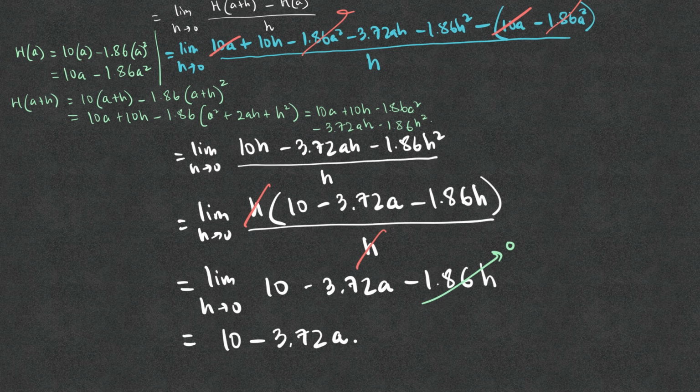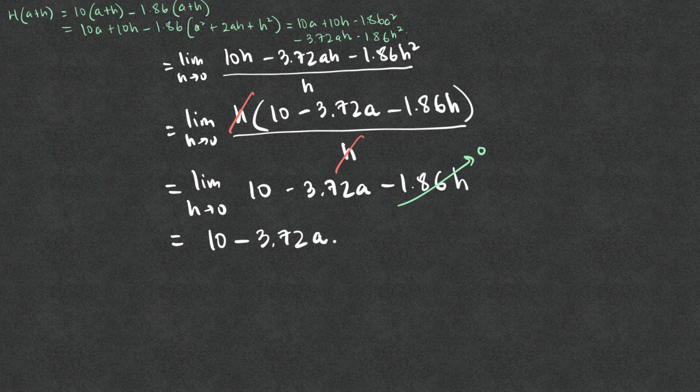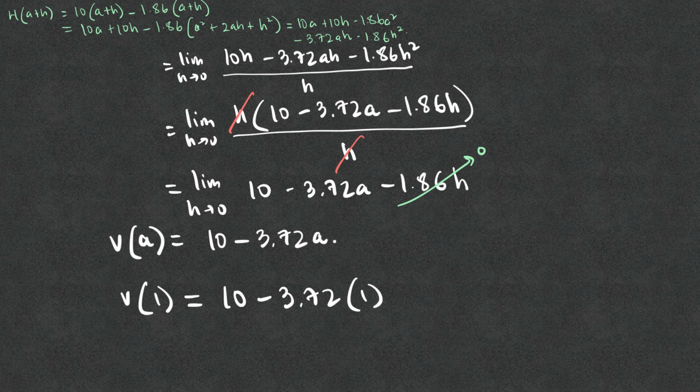This gives us the velocity of the rock at any time t equals a. We can write this as v of a, where v represents the velocity. If we want the velocity when t equals 1, we simply plug in the time 1, and we get 10 minus 3.72 times 1, which gives us 6.28. Now, the unit in the numerator is the unit of the height, which is measured in meters, and the unit in the denominator is the difference in time, which is seconds. After 1 second, the velocity of the rock is therefore 6.28 meters per second.